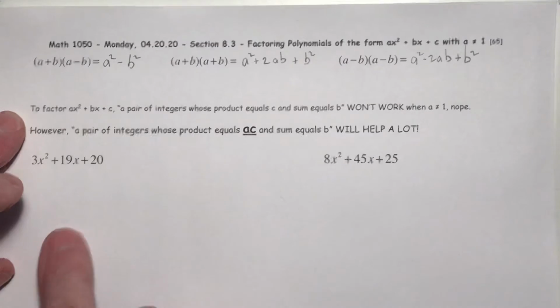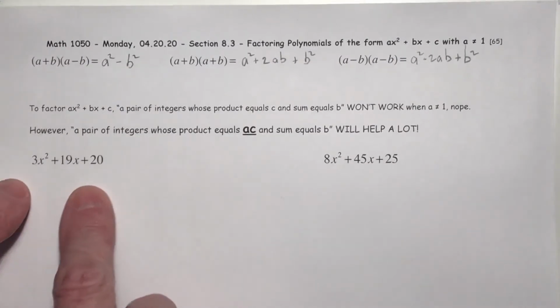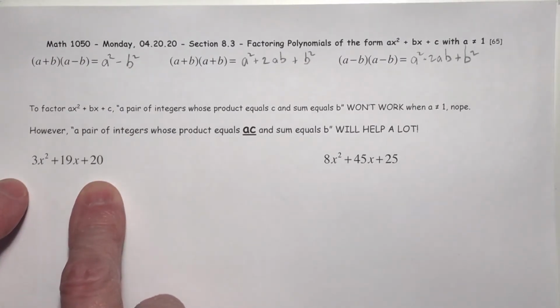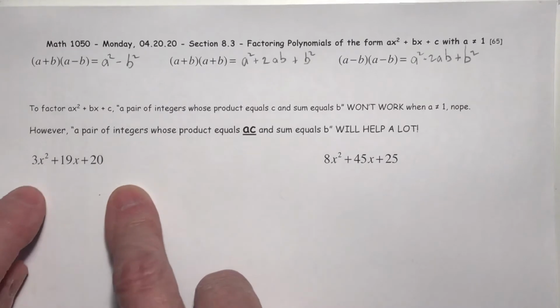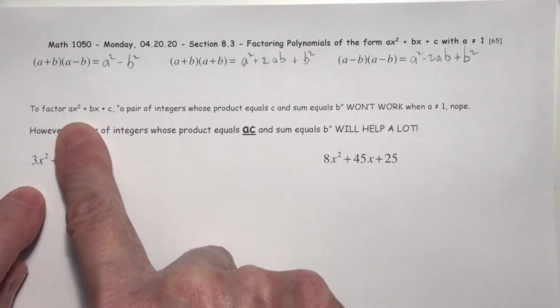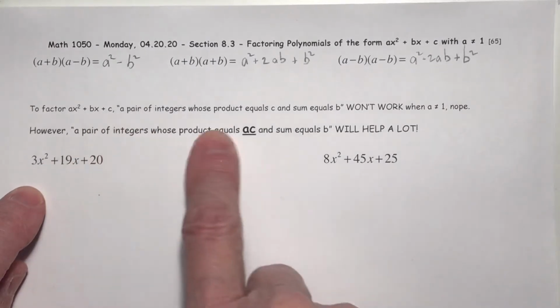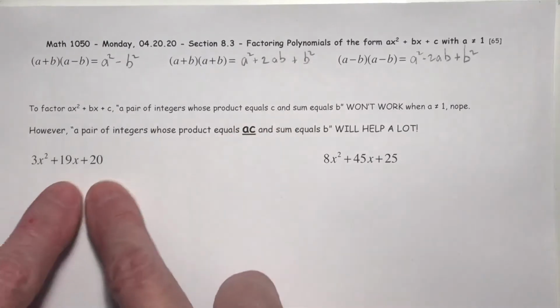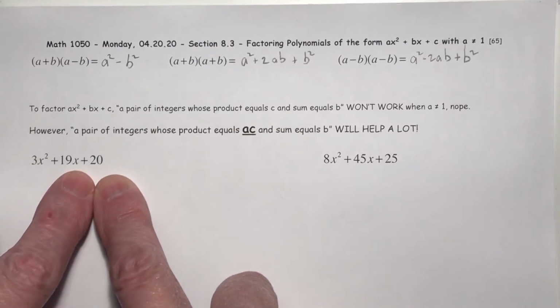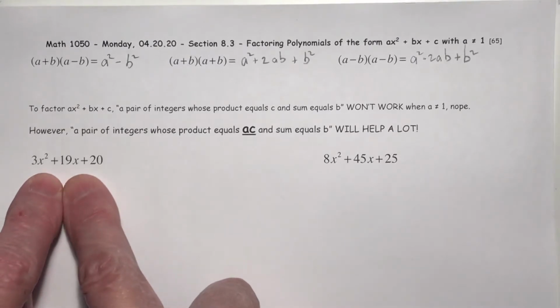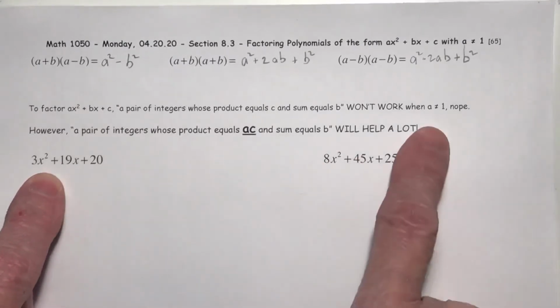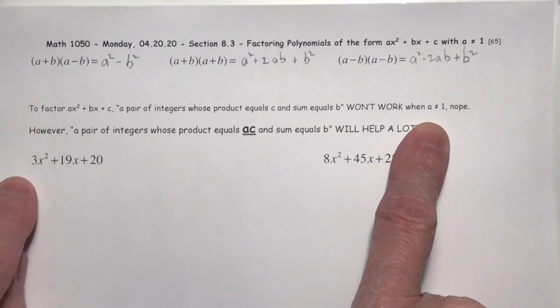Now, this is what we were doing on Friday by guessing and checking. No more guessing and checking. We're going to do something that I and a lot of people call the AC method. Your book calls it factoring by grouping, and that's fine. So to factor something x squared plus something x plus c, a pair of integers whose product equals c, a pair of numbers that multiply out to c, and add up to 19 won't work when the a is not 1, like it is not here.